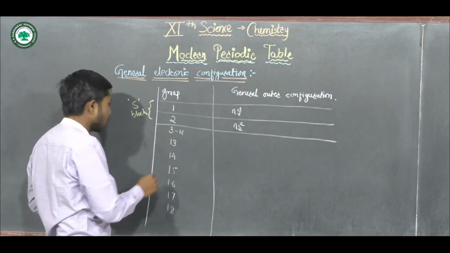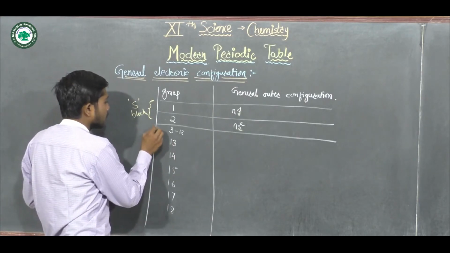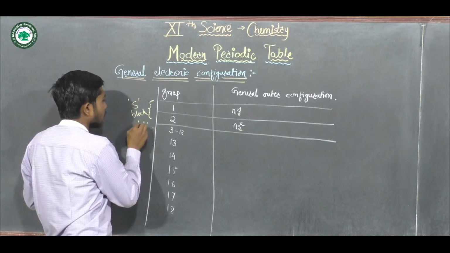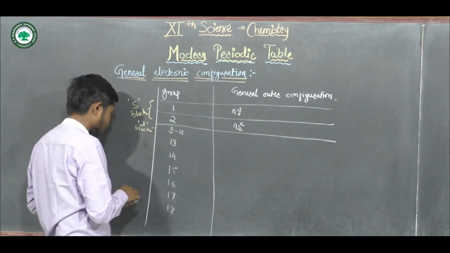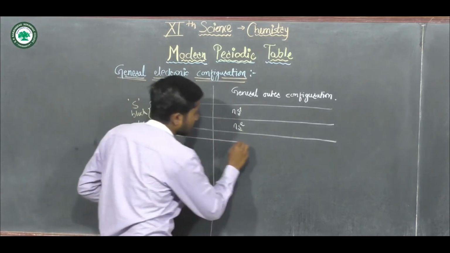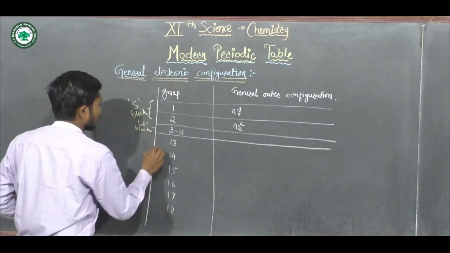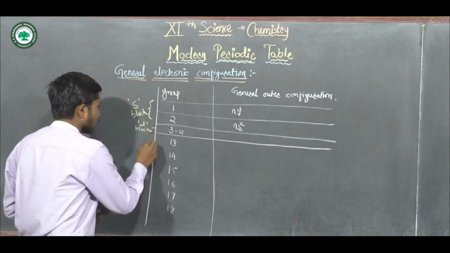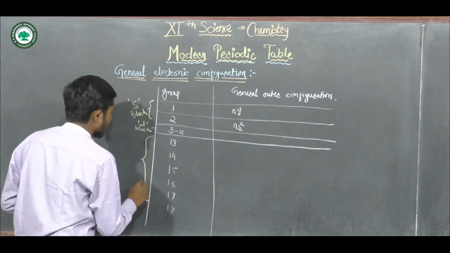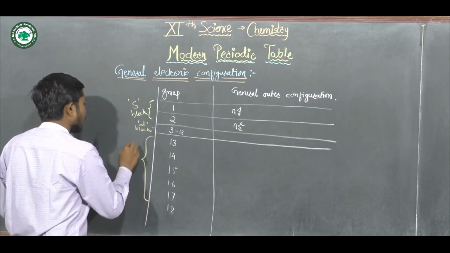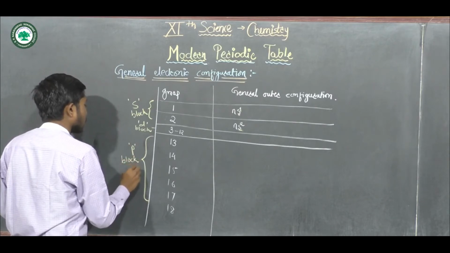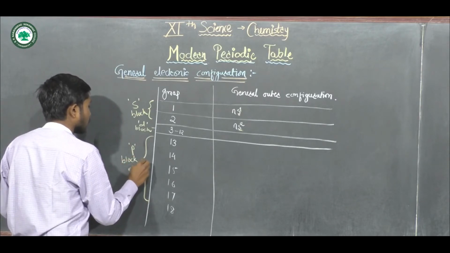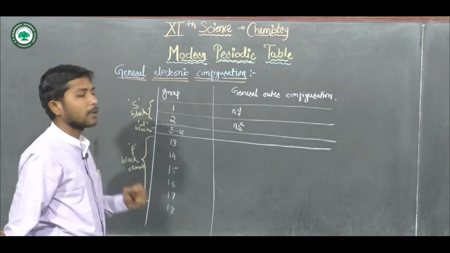Now groups 3 to 12 are the D block elements, and from 13 to 18, these are the P block elements.